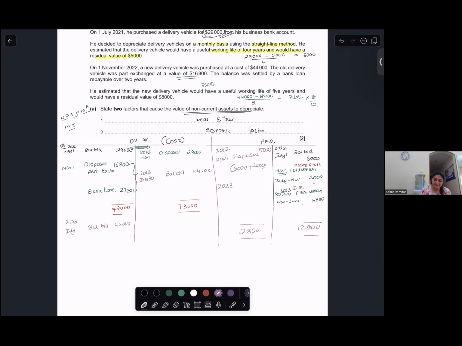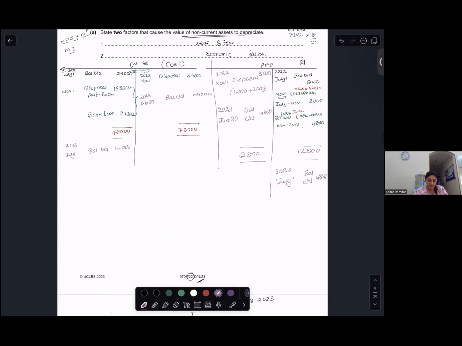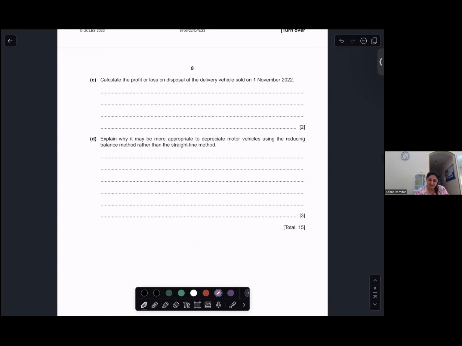And year 2023, June 30, 4,800. Don't forget to bring this balance down. Okay? So with this, we complete question number 2. Is there anything else? No.